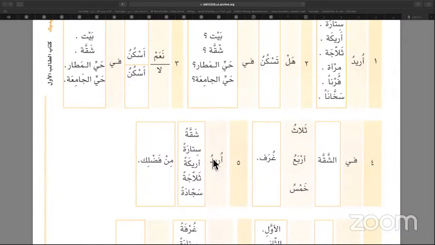أريد شقة من فضلك. شقة. من فضلك. I want. What does من فضلك mean? Min means from. Fadl means bounty. Ka means you are from your bounty, which means please. I want an apartment from your bounty, please. Yes. Well, no. The min fadlik is like an expression for please. So I want an apartment, please. That's it. Okay. Wait, my sister is messing with something. Okay.